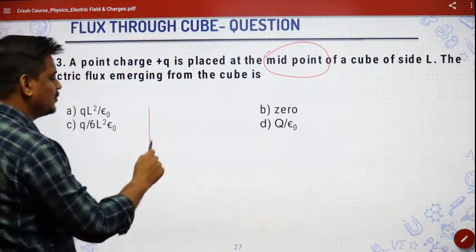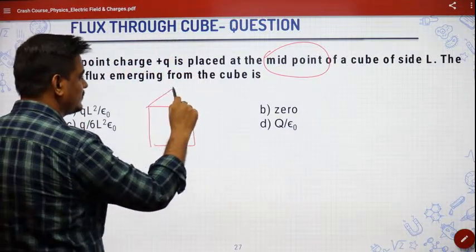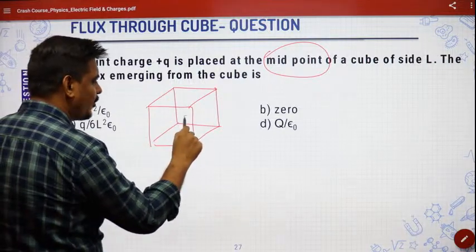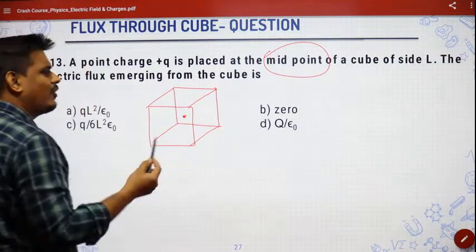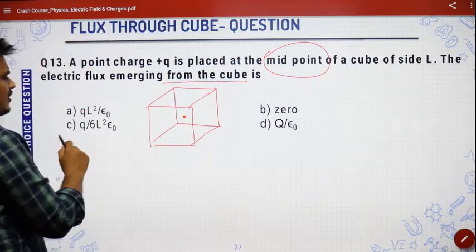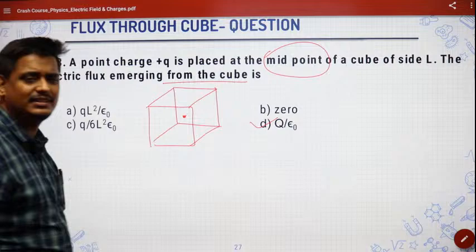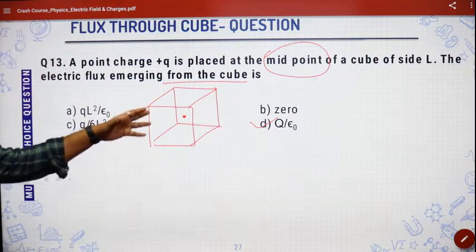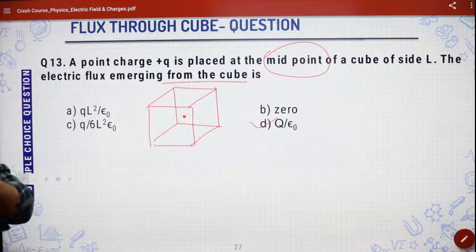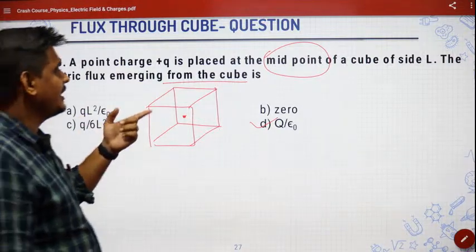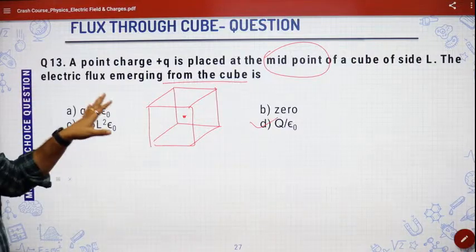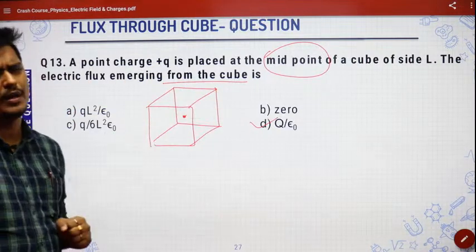So if this is the cube and the charge is present in the midpoint, somewhere in the center, then obviously the flux through the cube will be q by epsilon naught only. Q by epsilon naught, nothing. Yeah, if it would have been at some face or in the corner or in the edge or in the vertex, then we will have to solve that. Or if they would have asked you flux through each face, then it will be 1 by 6 times of q by epsilon naught. But they've asked you flux through the cube, obviously it will be q by epsilon naught.